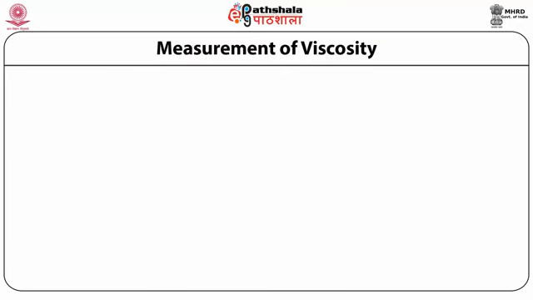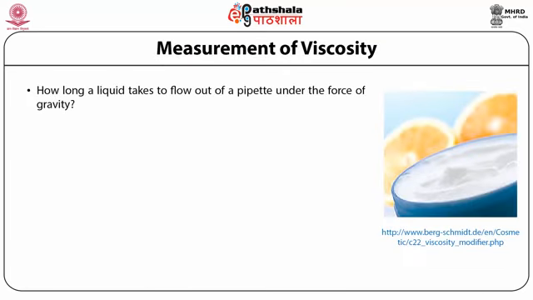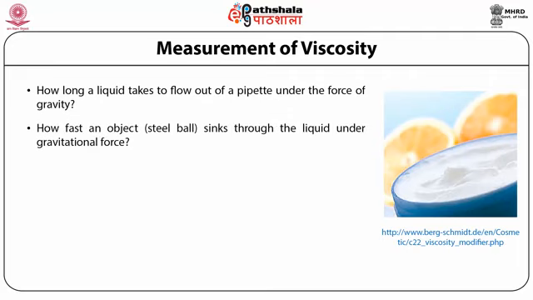So the measurement of viscosity: how long a liquid takes to flow out of a pipette under the force of gravity, and how fast an object like a steel ball sinks through the liquid under gravitational force, are the basis of measurement of viscosity.